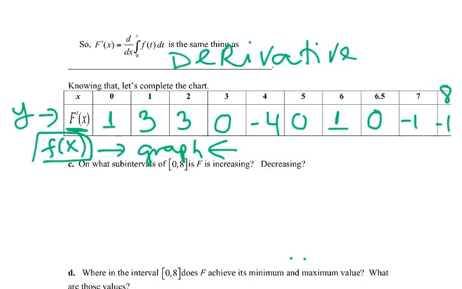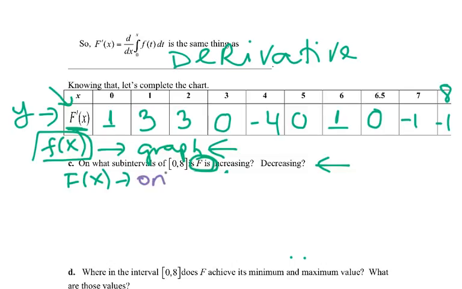Okay, now we talk about the subinterval from 0 to a: is f increasing or decreasing? Again, this one now we look at f of x, not f prime. This is f prime, the derivative graph, right? This is f of x, the original function. Okay, so now we think in terms of increasing and decreasing. Decreasing means below the x-axis. Increasing means above the x-axis.